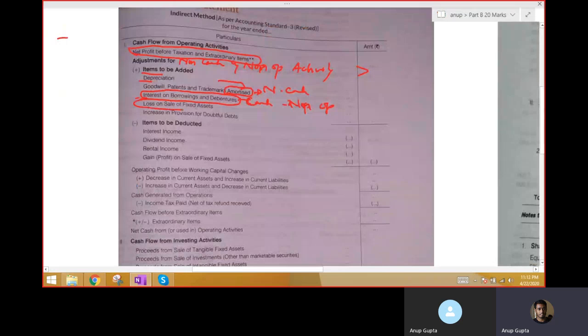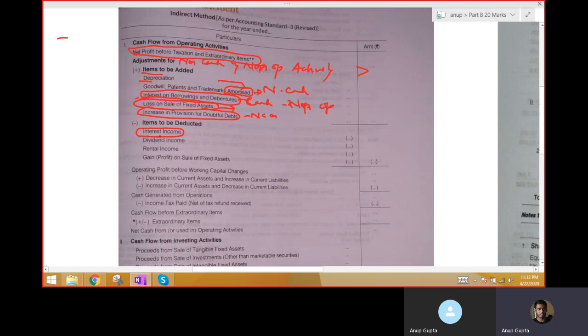Then loss on sale of fixed asset. This is an extraordinary item, hence it is added back. Increase in provision is also recorded in the statement of P&L, but when we create a provision, there is no cash outflow. This is a non-cash item, hence we will add it back. Why? Because when we create a provision, we subtract it from the gross profit to get the net profit. So net profit is being reduced by this amount, but actually there is no cash out, so we will add it back.